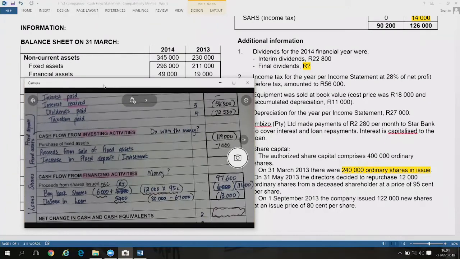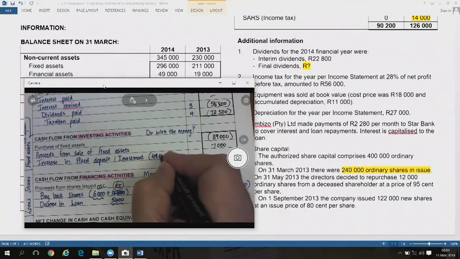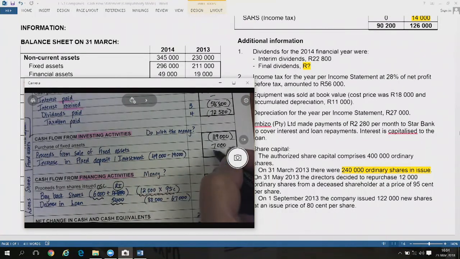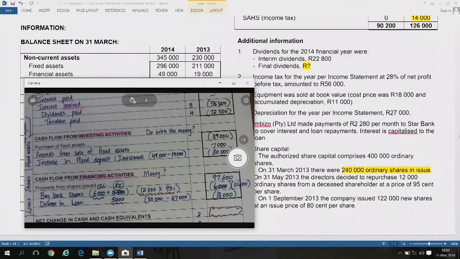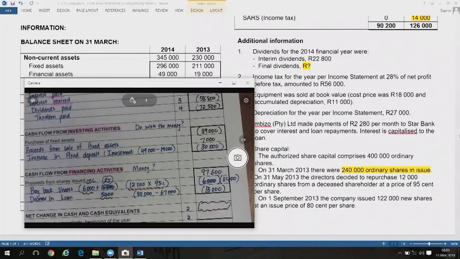So that means money goes out. 49,000 minus 19,000 gives us 30,000. And because it's an increase, the money goes out there. So that gives us the increase there. Okay.